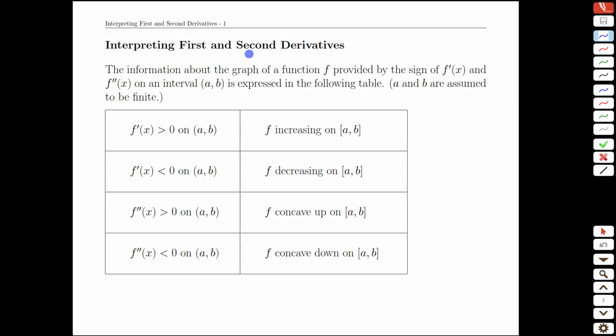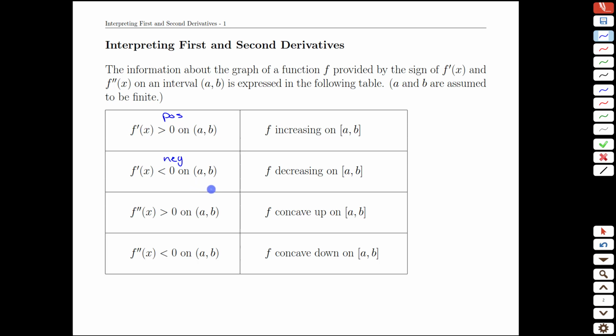In this video, we're going to look at interpreting first and second derivatives. We know how to calculate them now, but what do they mean when we get certain values for these derivatives? We're going to look at the first derivative first, and there we often talk about the sign of the first derivative, whether the first derivative is positive or the first derivative is negative.